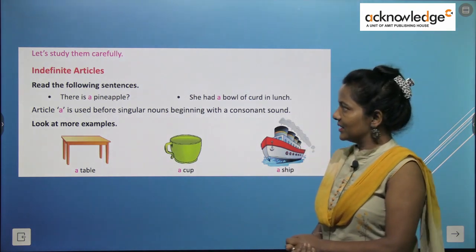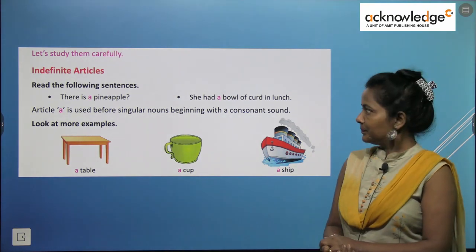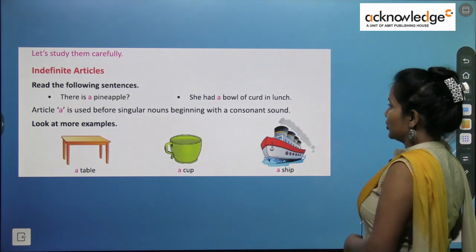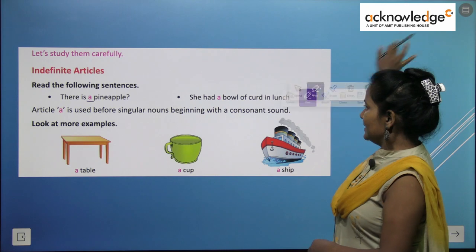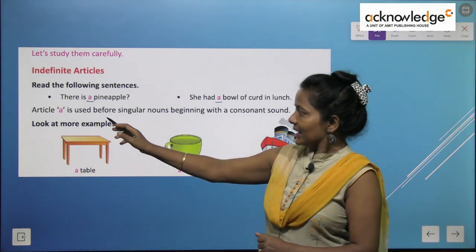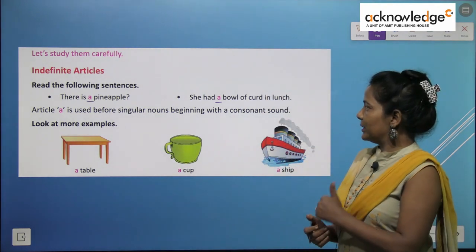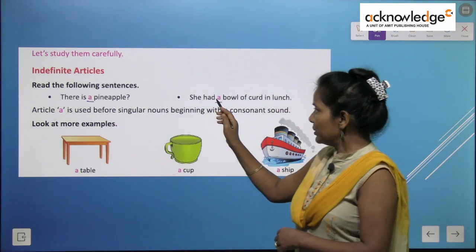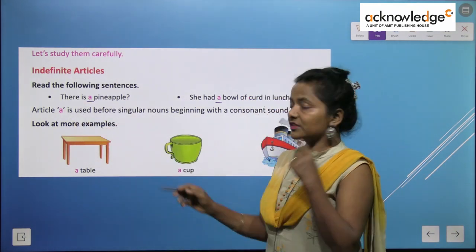Indefinite articles. Now read the following sentences. There is a pineapple. She had a bowl of curd in lunch. So here also there is a pineapple and she had a bowl of curd. Fine. Article A is used before singular nouns beginning with a consonant sound. This article A, where do we use this article A? Article A is used before singular noun.